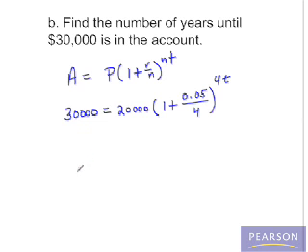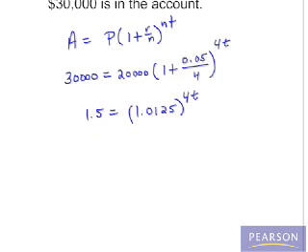30,000 divided by 20,000 is 1.5. And on the right hand side we're going to have 1 plus 0.05 divided by 4. That's going to give us 1.0125, raised to the 4t power. So again, what happened there, I divided both sides by 20,000 to get the 1.5 on the left, and then I simplified the expression 1 plus 0.05 divided by 4, giving us 1.0125.